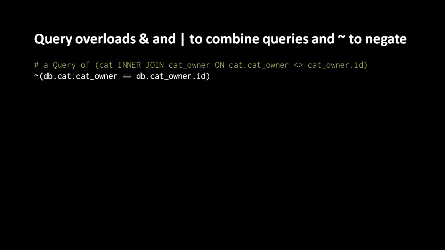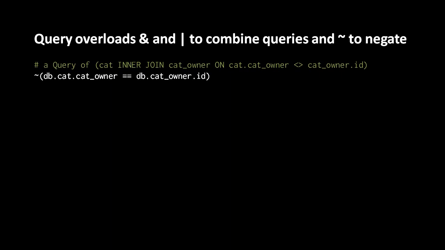So we're taking the query object representing cat.catOwner equals catOwner.id, and then we're negating that. So we're filtering for the rows in which cat.catOwner is not equal to catOwner.id. Expressed in terms of SQL, that would look like cat inner join catOwner. There's an inner join because there are two tables here, right? Cat and catOwner. And then the filtering predicate is cat.catOwner less than greater than catOwner.id, and that less than greater than sign is just the not equals operator in SQL syntax.